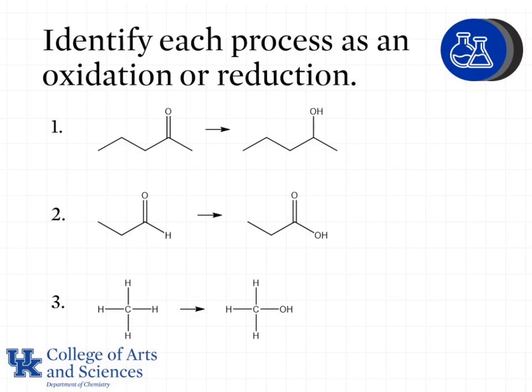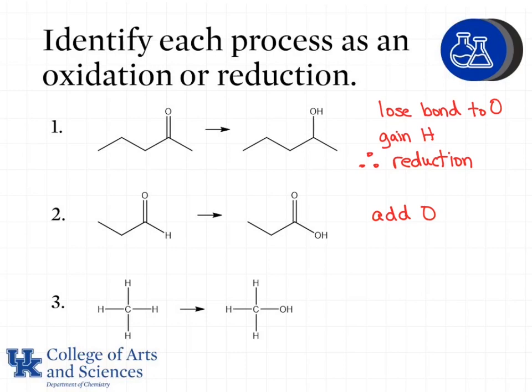Identify each process as an oxidation or a reduction. For number 1, we go from a double bonded O to a single bonded O, so we have lost a bond to oxygen. We have also gained hydrogen atoms. Therefore, this is a reduction reaction. In number 2, we go from an aldehyde to a carboxylic acid. So we add an oxygen atom. Therefore, this is an oxidation reaction. In number 3, we add an oxygen atom, which means we have another oxidation reaction.